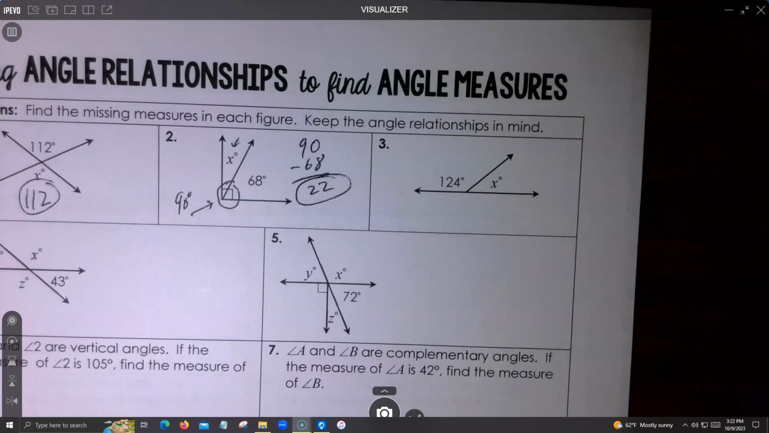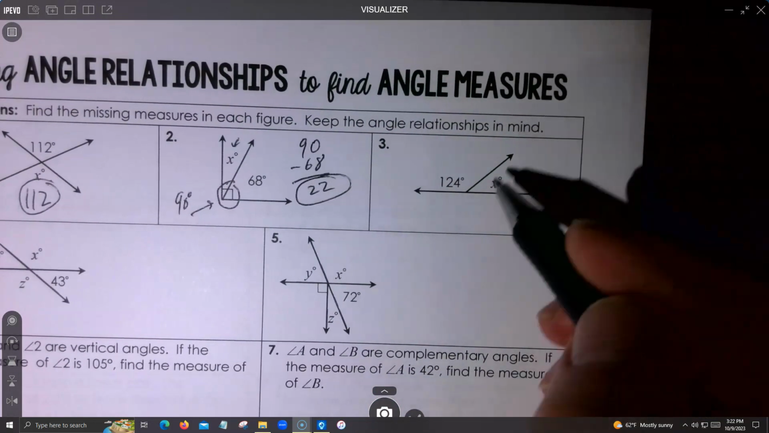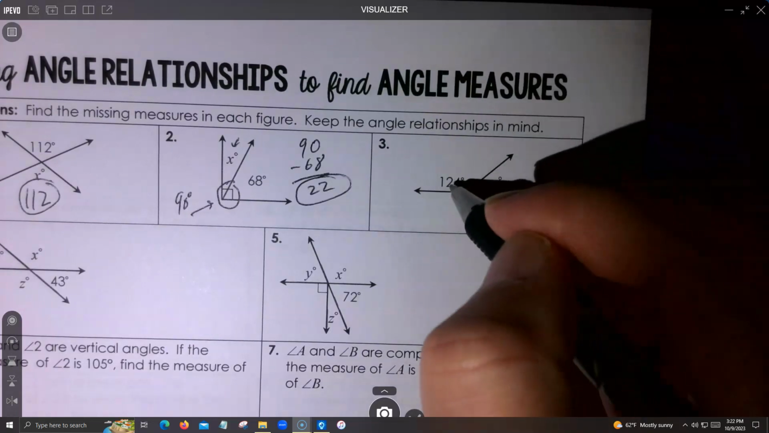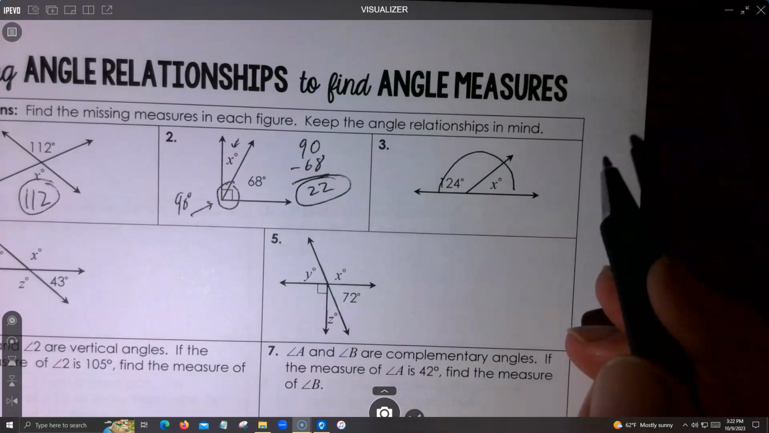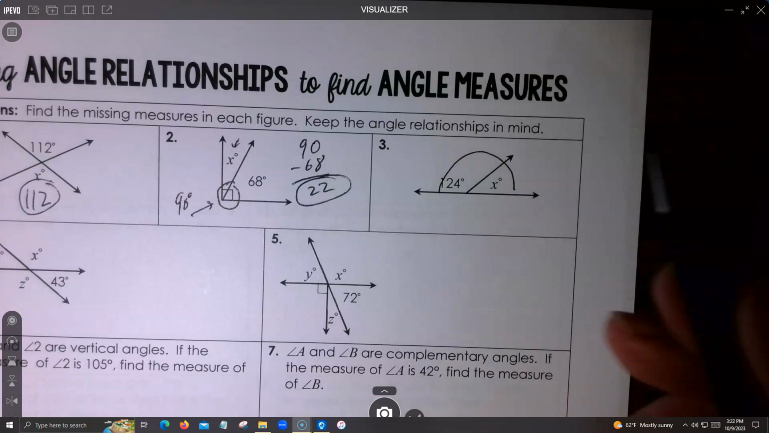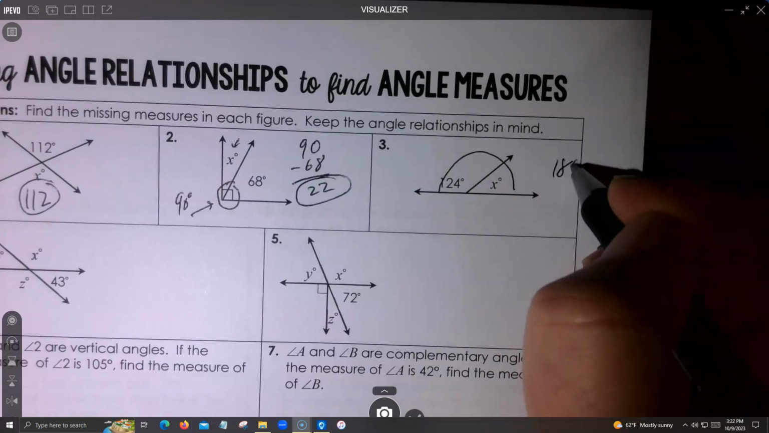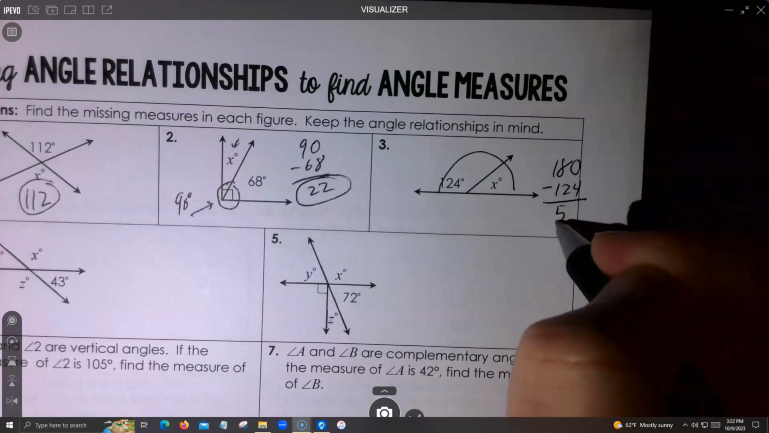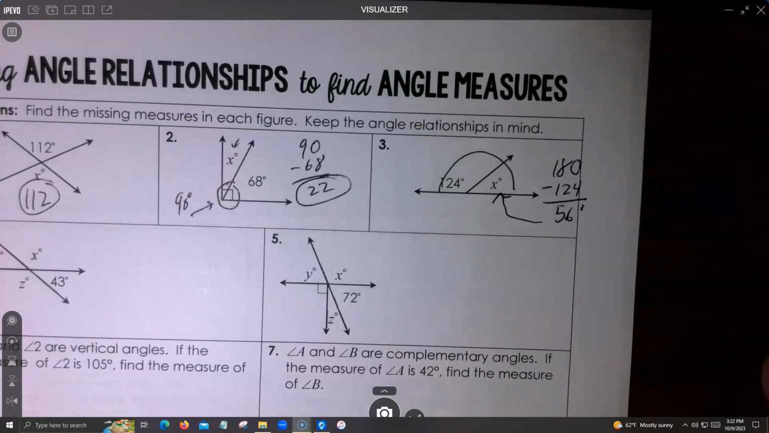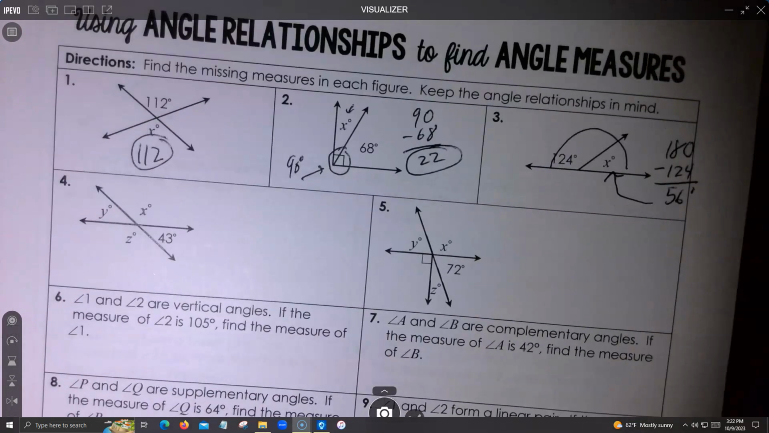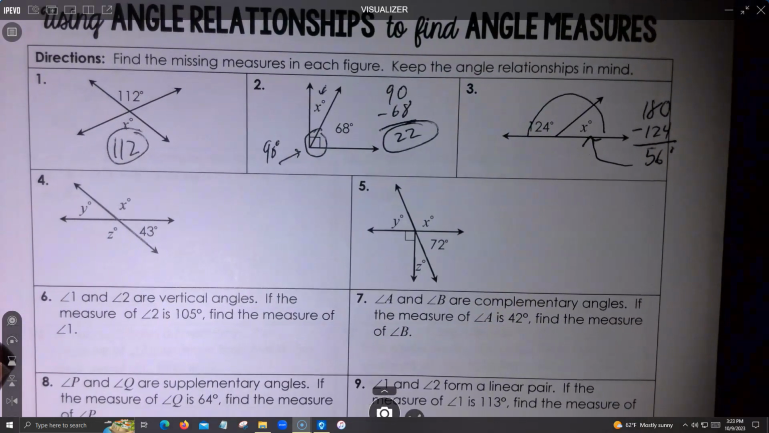Okay, on this one, this is called a linear pair. Again, the straight line means that if I were to add a protractor, we talked about that in the last lesson, that's 180 degrees, and this one is 124. All I have to do is take 180 degrees, subtract 124, which is 56, and that's 56 degrees. Again, a lot of these might not be drawn to scale, so just be careful.